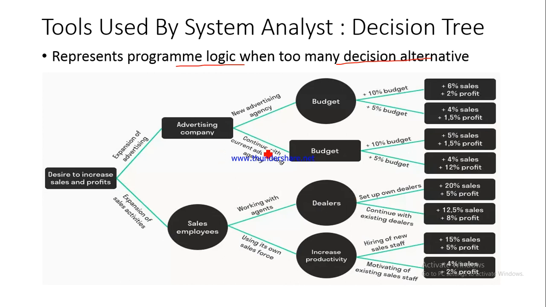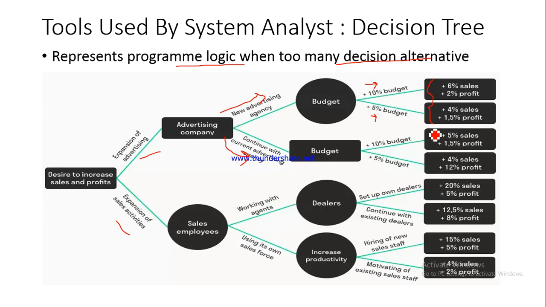Now this is a case of a company which wants to increase its sales and its profit, and the various decision alternatives have been given here. They can expand the advertising, or they can expand the sales activities. When they expand the advertising, will they go for a new firm or continue with the current firm? When they go for the new or the current firm, what if they increase the budget by 10%, and if they increase the budget by 5%, what happens?